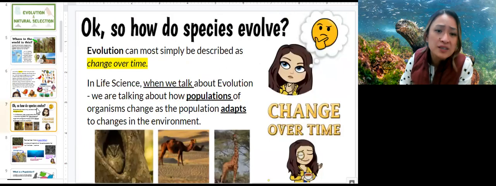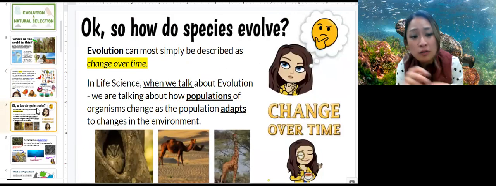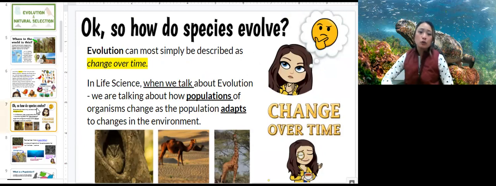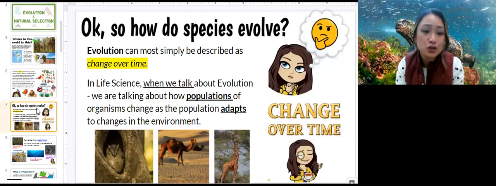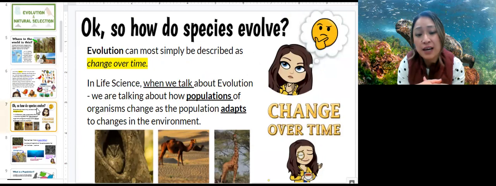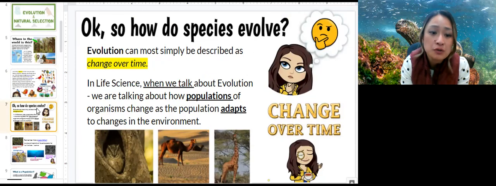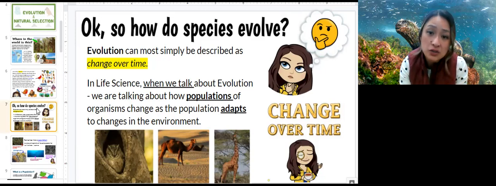Slide 7. Okay, so how do species evolve? And so the first thing we have to talk about is what evolution means. And so evolution can be simply described as change over time. In life science, when we talk about evolution, we're talking about how populations of organisms change as the population adapts to changes in the environment.